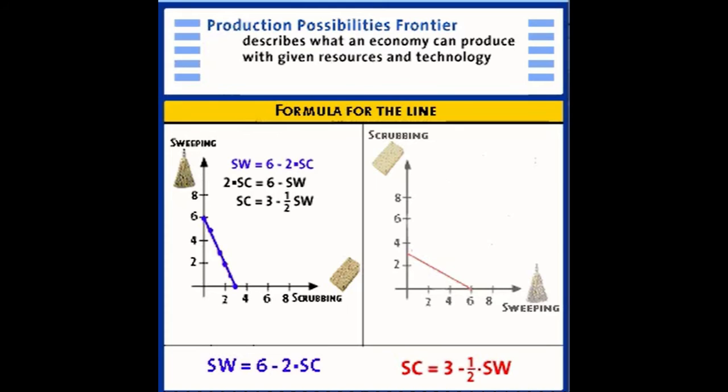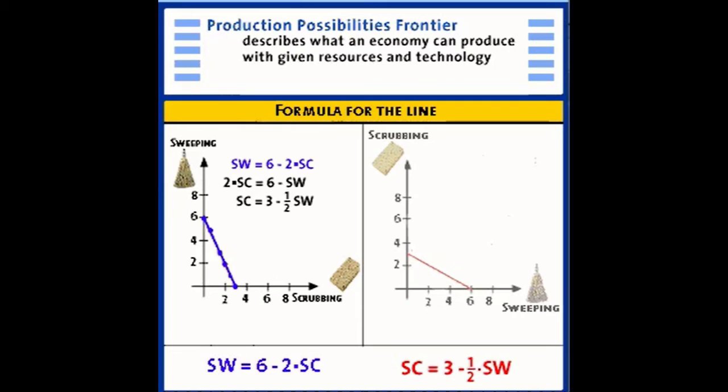This is the vertical intercept, the maximum amount of scrubbing, and this, negative 1/2, is the opportunity cost. Here's one more interesting thing to note. Up here, this negative 2 was the opportunity cost of scrubbing measured in terms of sweeping. If Bernie wants to scrub a room, he gives up 2 rooms that he could have swept. Down here, this negative 1/2 is the opportunity cost of sweeping measured in terms of scrubbing. If Bernie wants to sweep a room, he gives up 1/2 of a room that he could have scrubbed.